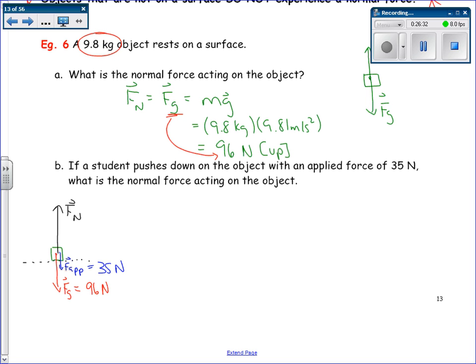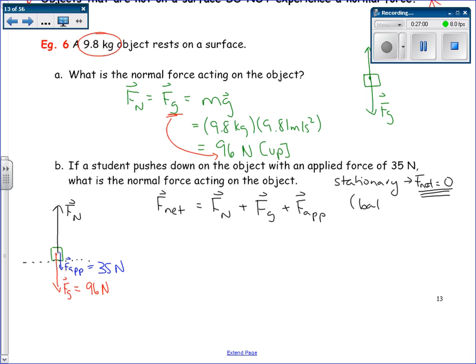So we're still working with the fact here that this is a net force of 0 because it's not moving. So I can write it this way: F net equals Fn plus Fg plus F applied. Where the object is stationary, it's not moving, so it has an F net equal to 0. Okay, so that's still true. We still have balanced forces here. The forces are balanced.